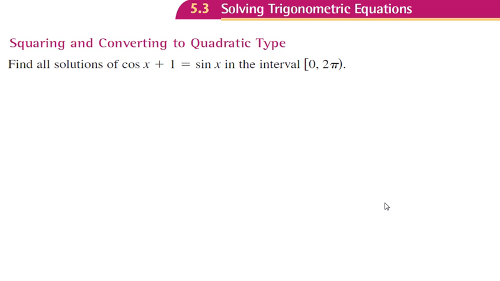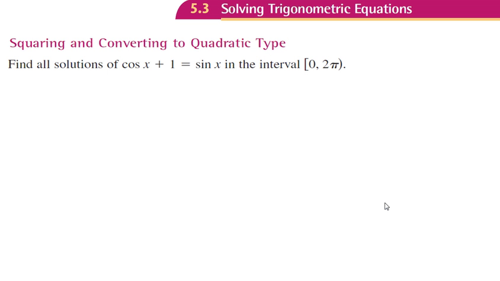We're going to find all the solutions of cosine of x plus 1 equals sine of x. As you can see, we're trying to solve right now, but it's not in terms of either all sine or all cosine. It needs to be all in terms of one of our 6 trig functions.